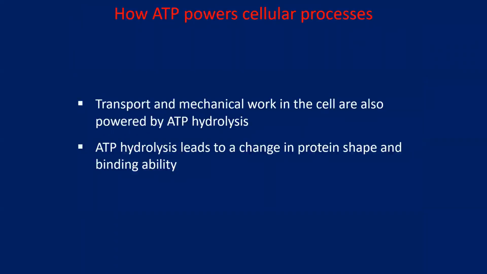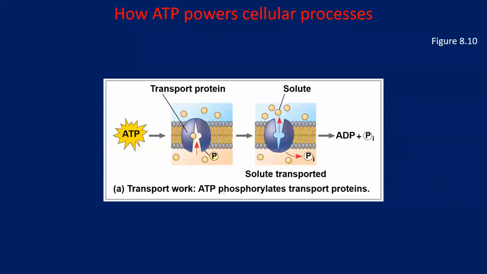So these ATP molecules drive the different cellular processes. ATP can transport things across the cell, and it can do mechanical work. And ATP hydrolysis can lead to changes in protein shape and its binding ability.